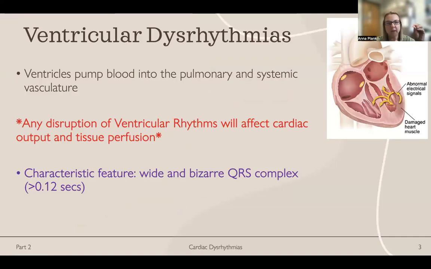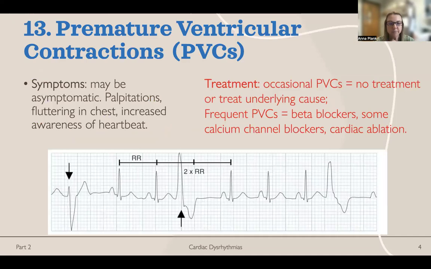So, unlike the atrial rhythms, when the ventricular rhythms are affecting that bottom part of the heart, it's going to affect the cardiac output. Without having an organized rhythm and a QRS that is going to make sure that we have a nice, steady, regular rhythm, we're going to affect cardiac output and tissue perfusion, right? So that blood's not getting where it needs to be.